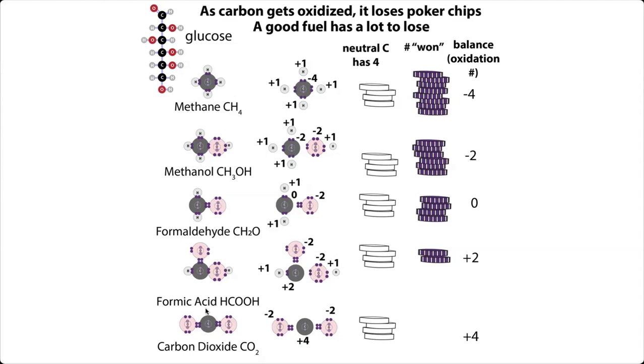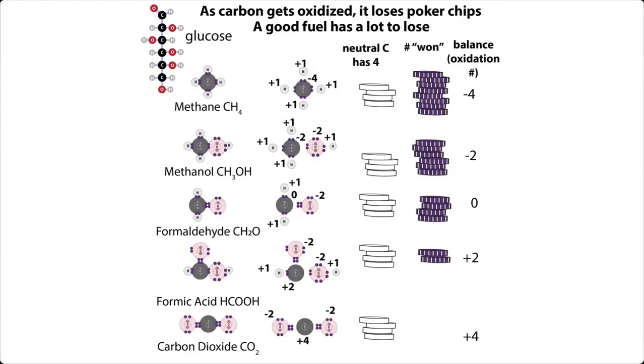Finally, we remove that last hydrogen. So we go from being able to take an electron from hydrogen to having to give an electron to our oxygen. So we go from having 2 to having 0, and 4 minus 0 is plus 4.